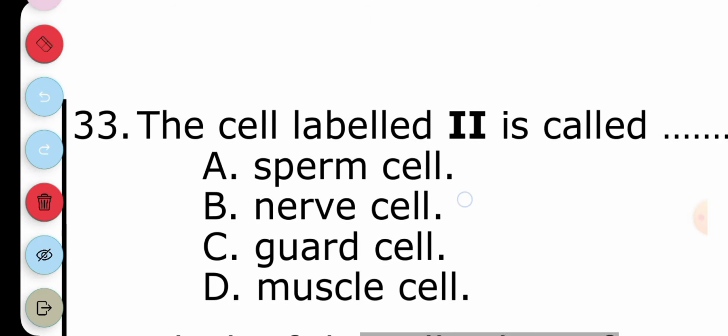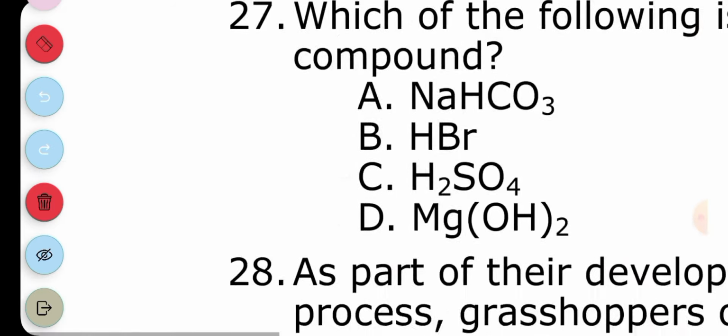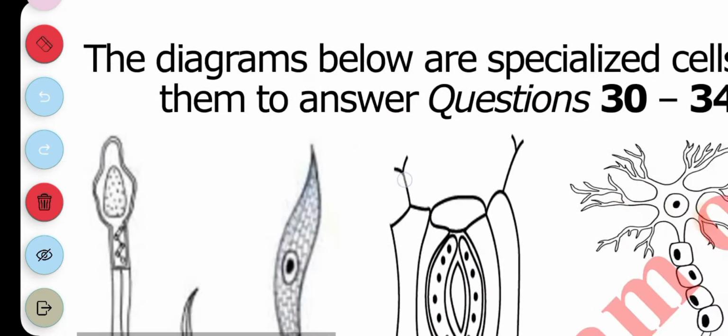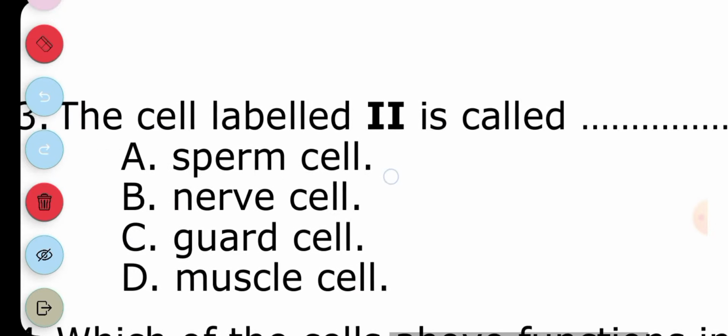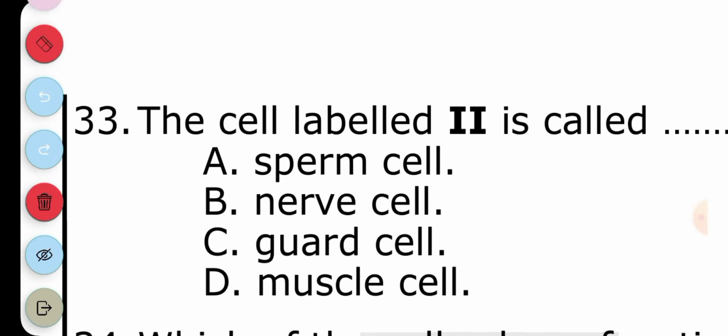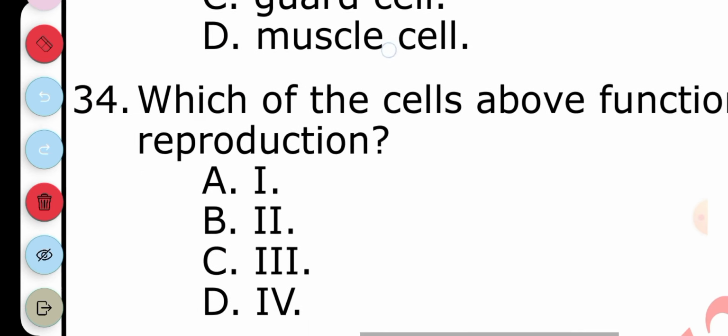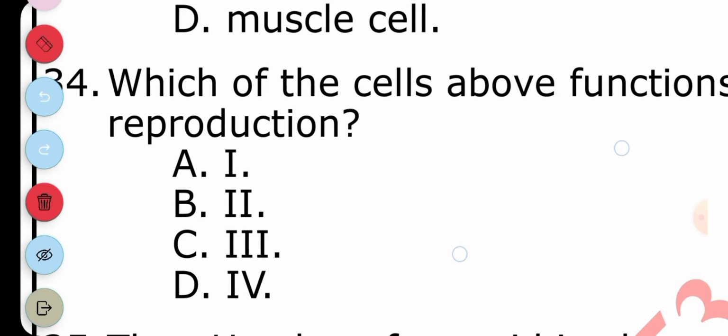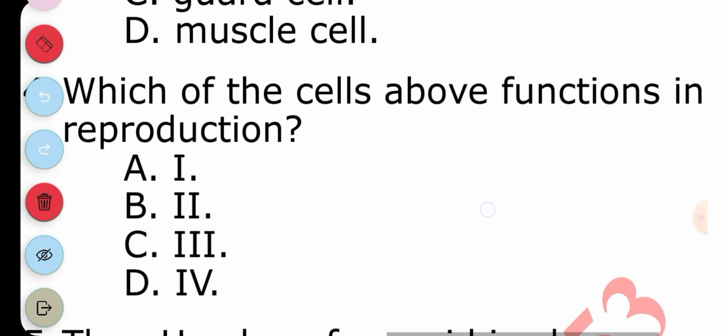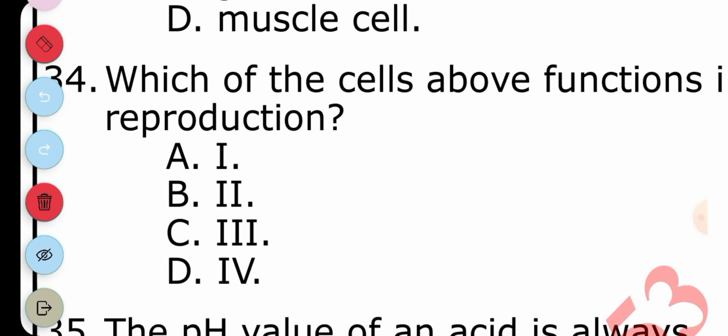The cell labeled II is called... So the cell labeled II, II is a muscle cell. So question 33 is D, muscle cell. 34. Which of the cells above functions in reproduction? So it's a sperm cell. The sperm cell was the first one, so it's E.